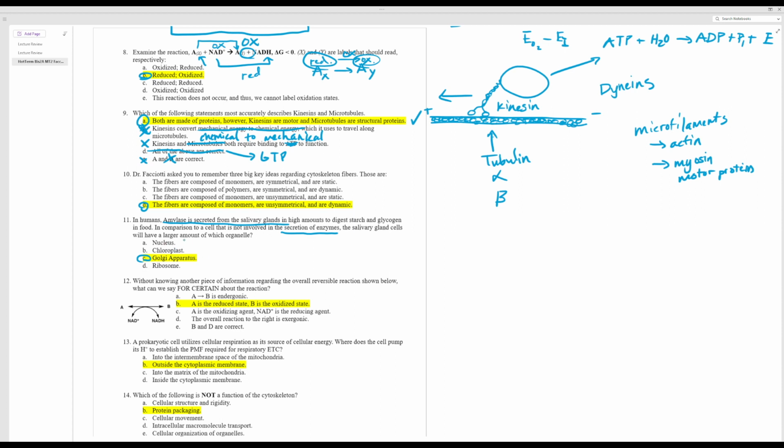So the nucleus, it's not the nucleus because the nucleus is for DNA storage. Chloroplast is for photosynthesis. The Golgi apparatus is for protein packaging for outside the cell.